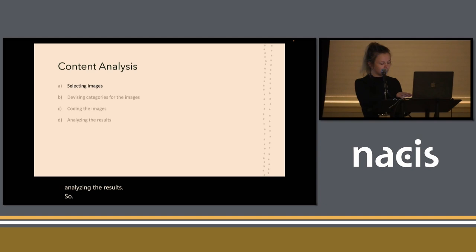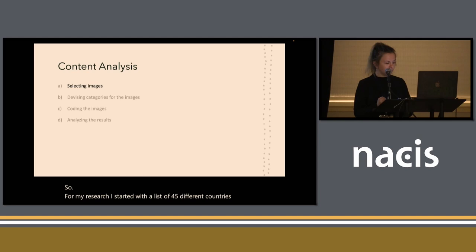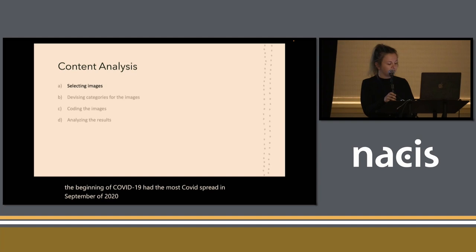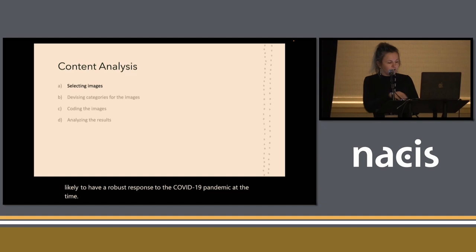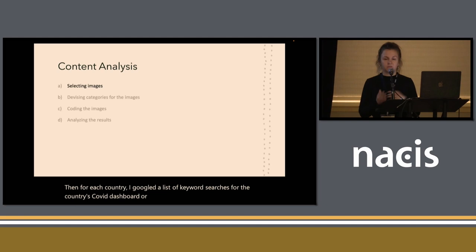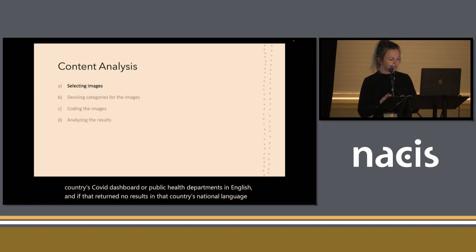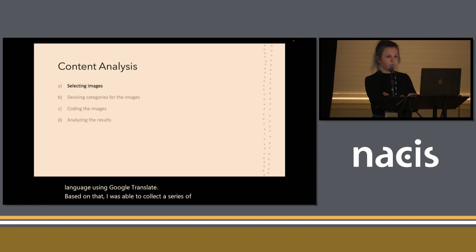So for my research, I started with a list of 45 different countries that at the beginning of COVID-19 had the most COVID spread in September of 2020, 6 months after the outbreak of the original pandemic, as those are the countries that I determined were most likely to have a robust response to the COVID-19 pandemic at the time. Then, for each country, I Googled a list of keyword searches for the country's COVID dashboard or public health department in English, and if that returned no results, in that country's national language using Google Translate. Based on that, I was able to collect a series of 28 different COVID-19 dashboards.